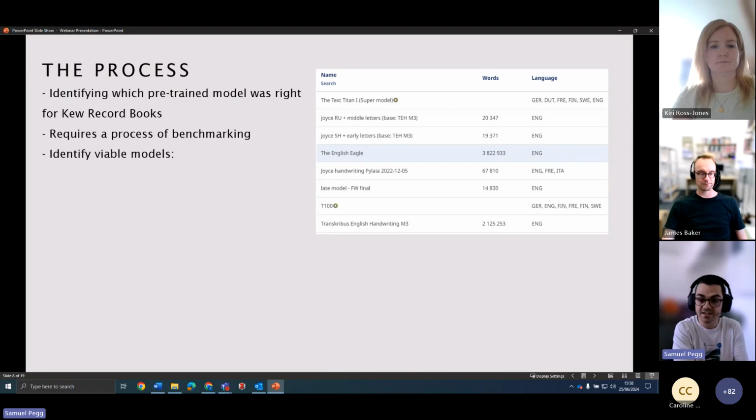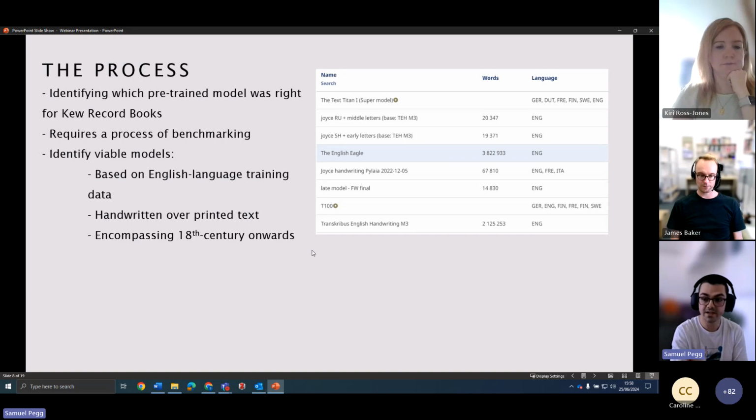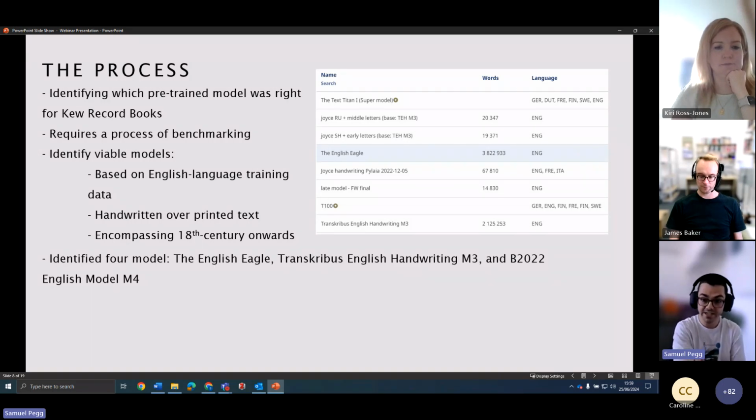And so we filtered and identified these models using 3 criteria. The first one is focusing on English as a language for the model, because out of the list of available models, Latin models are very, very few, and because both English and Latin use the Latin alphabet. The models needed to be used for handwritten text rather than printed, so that excluded quite a few models. And the centuries ideally needed to encompass the entire period of the records, so starting from the 18th century onwards. In filtering by these requirements, we identified 3 viable models, and they were the English Eagle, Transkribus English Handwriting M3, and the B2022 English model M4.